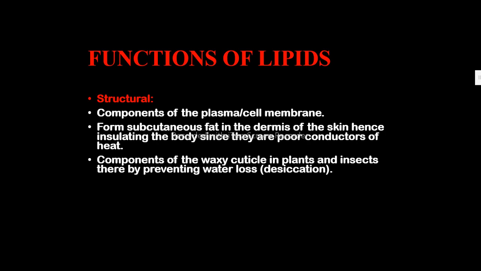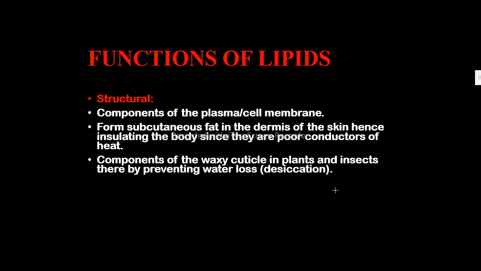Then components of the wax cuticle. The wax cuticle forms that transparent layer that covers the upper epidermis in most plants, and on rare occasions the lower epidermis in some plants. This wax cuticle prevents excessive water loss. Fats are impermeable to water, so you conserve water within the plant leaf.